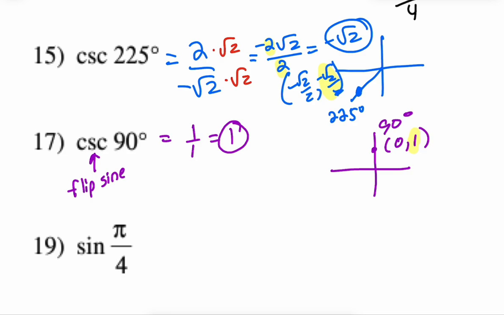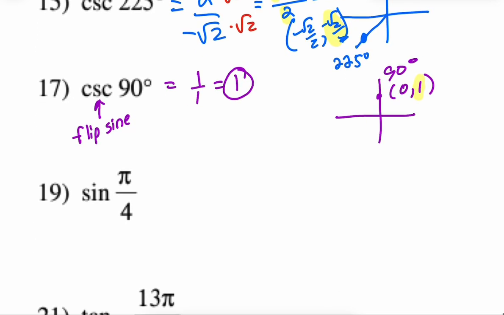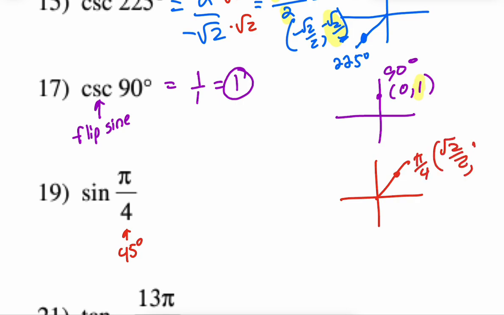Let's do 19. Pi over 4 is the same as 45 degrees. Let's draw a picture. 45 degrees, or pi over 4, has the point square root of 2 over 2, square root of 2 over 2. The sine value is the y value. The answer is square root of 2 over 2. No simplification necessary. Okay. So there's 19.